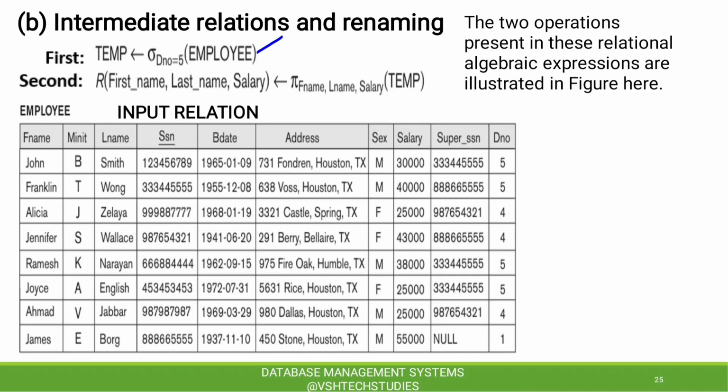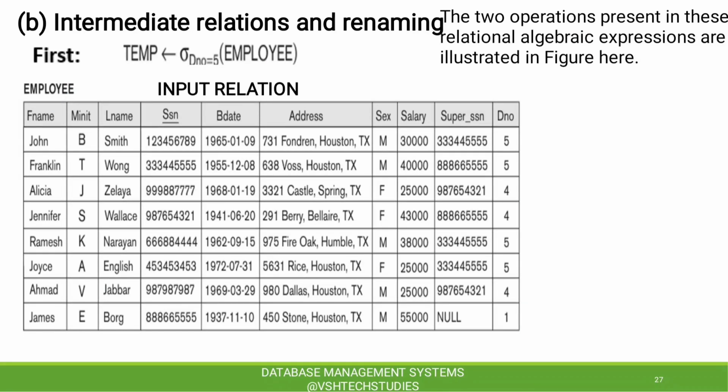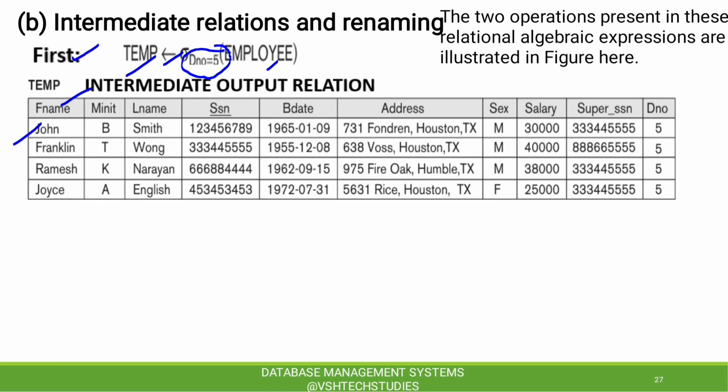So our first expression will be this, and this will be the second expression, and the same employee relation we shall take as input relation. Out of the two, the first expression we have taken here. This is the employee relation which is being given as input relation. This select operation will choose only those rows from the input relation where department number or DNO equals 5, and the resulting relation will be this intermediate relation as output, which is named as temp here.